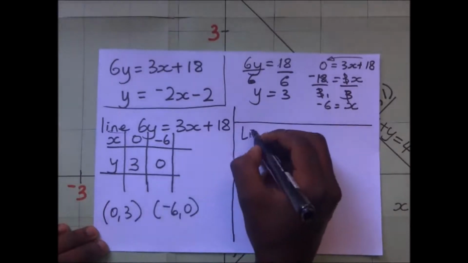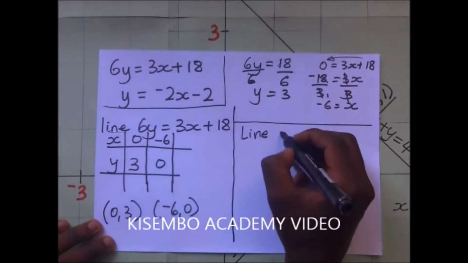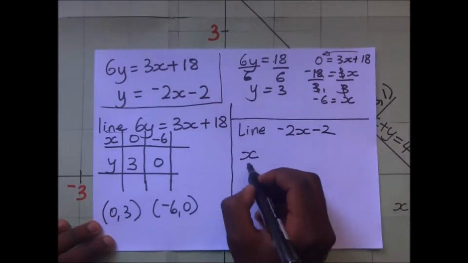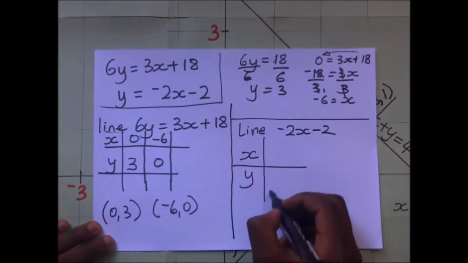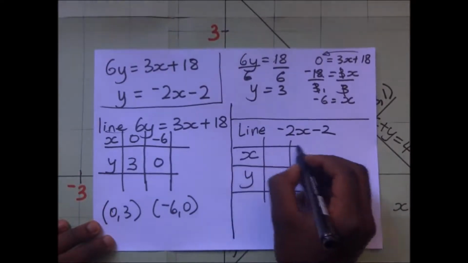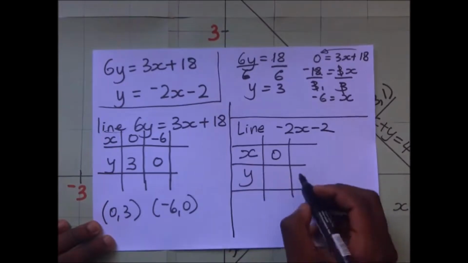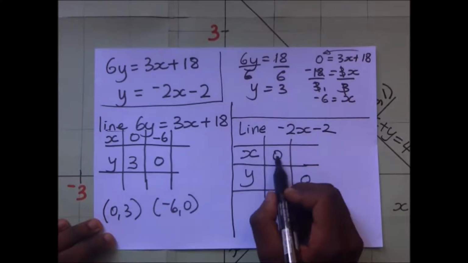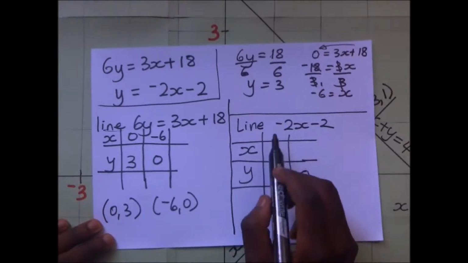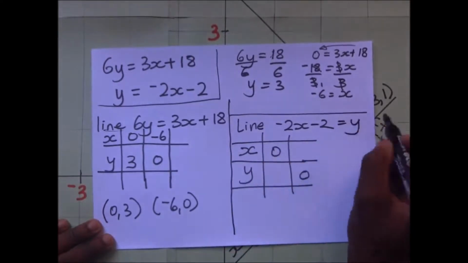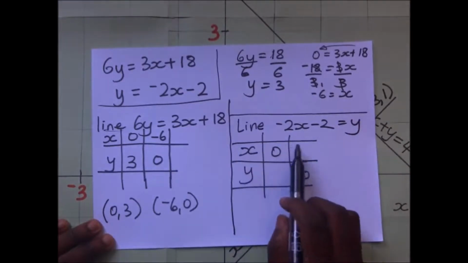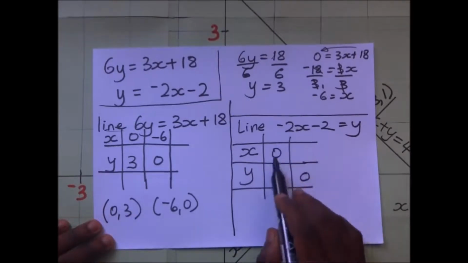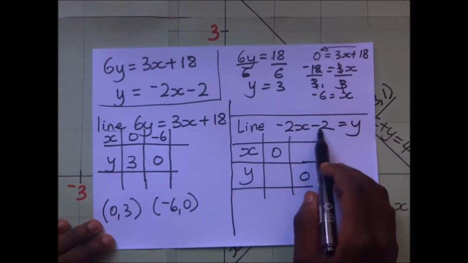So let's look at the next line, y equals negative 2x minus 2. Still we shall draw our table, x and y. When x is 0, what is y? When y is 0, what is x? So let's start. When our value of x is 0, what is y? This is equal to y. So when we put a 0 there, 0 times negative 2, this term dies. So our value of y is going to be negative 2.